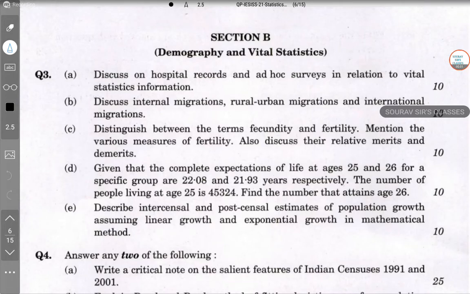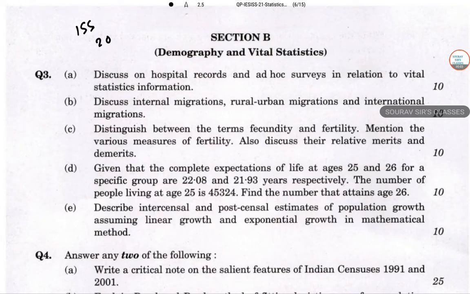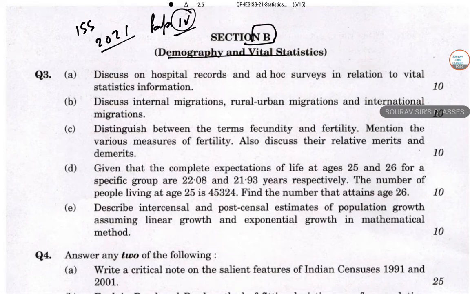Hello students, this is a paper discussion of ISS 2021 paper 4 section number B. In this we will be doing the demography and vital statistics. There are total 7 sections. Among them you need to do 2 sections. So I will be doing all the section analysis in each video.